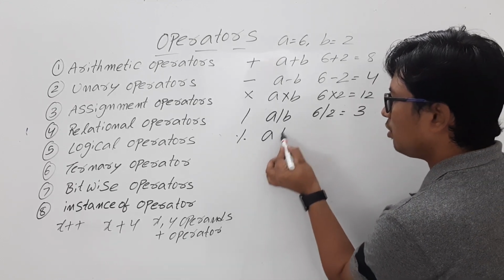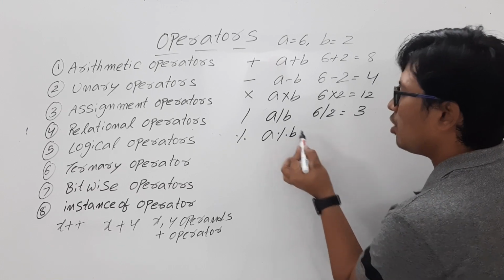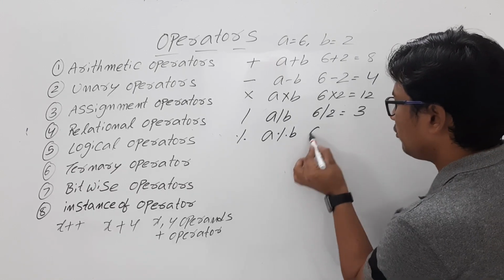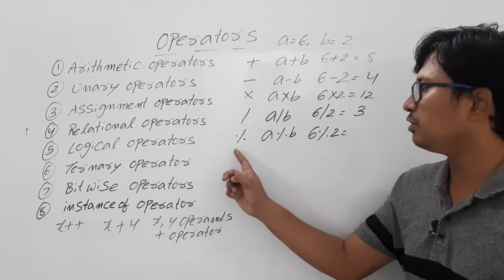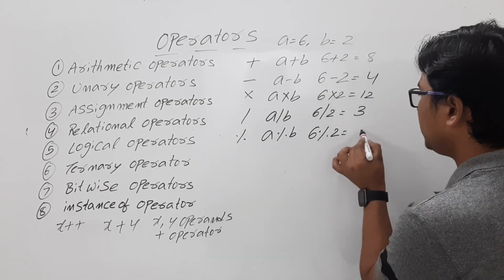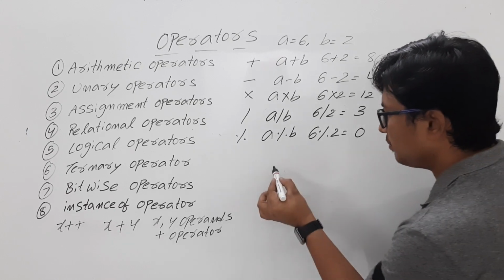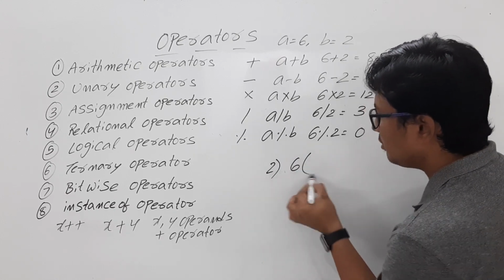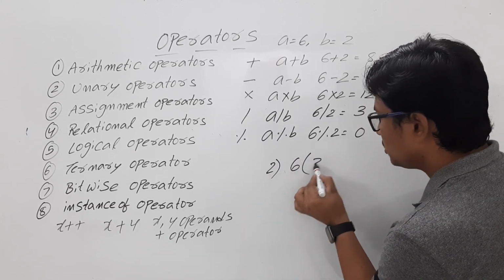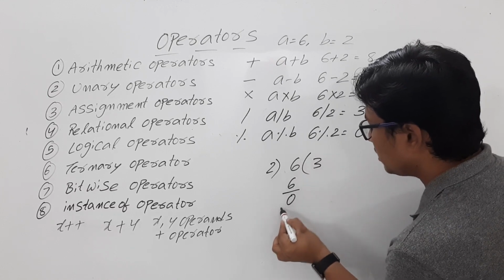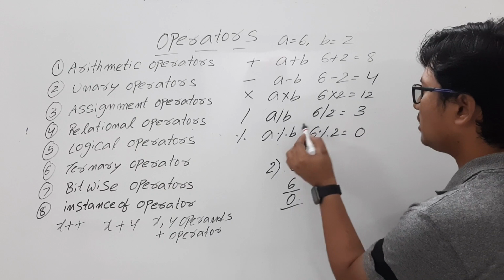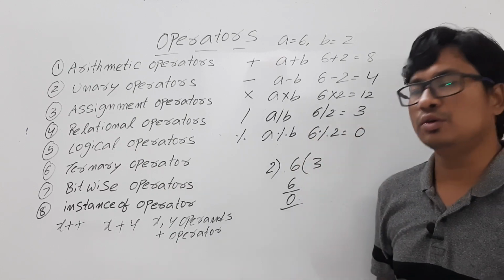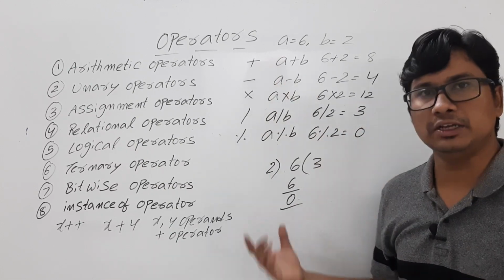Similarly, if I perform a modulus b, then it will perform 6 modulus 2. The modulus operator will give you the remainder. The remainder will be 0. How? Because if you divide 6 by 2, 2 threes are 6, so the remainder will be 0. So the modulus operator will give you the remainder and the division operator will give you the quotient. So this is about arithmetic operators.